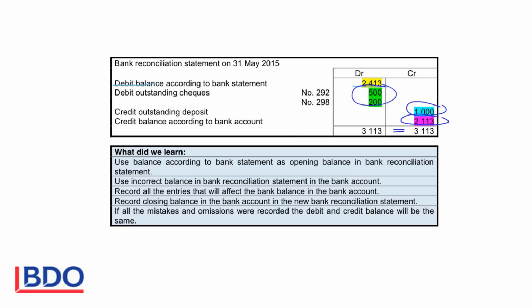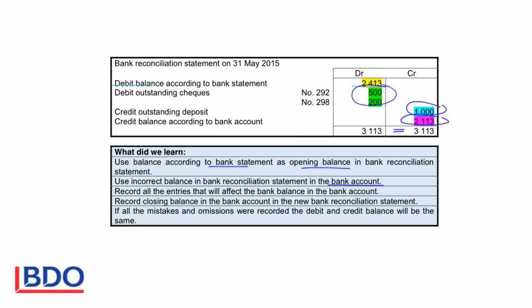What did we learn today? Use the balance according to the bank statement as an opening balance in the bank reconciliation statement. That means you must use the closing balance in your bank statement where the bank stopped the account, so that we can enter the additional entries. Use the incorrect balance in the bank reconciliation statement to determine the opening balance in your bank account.